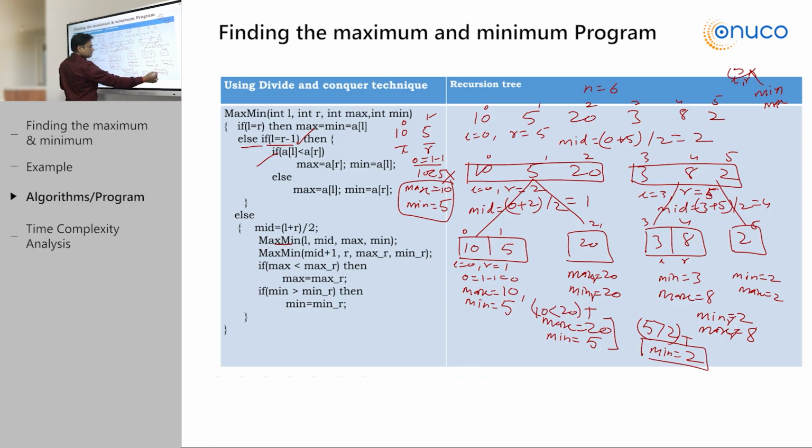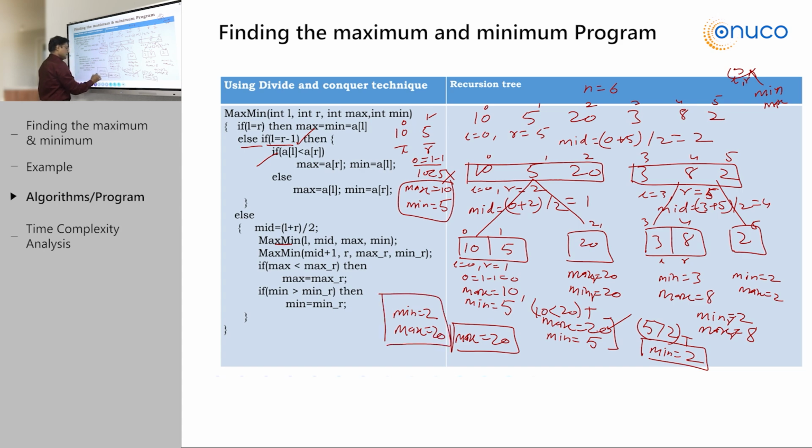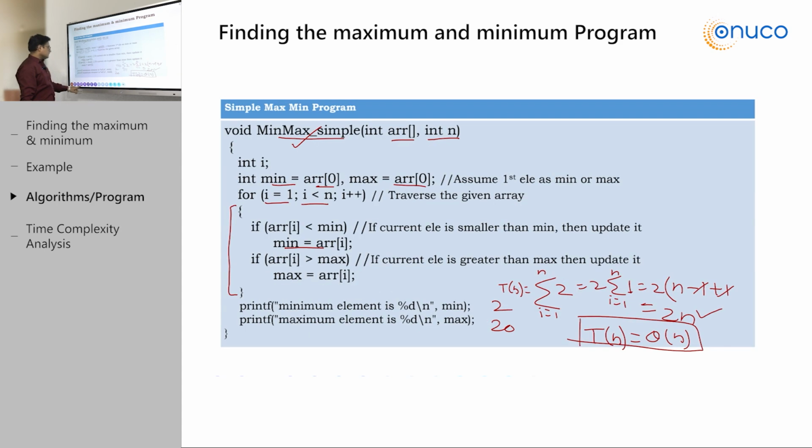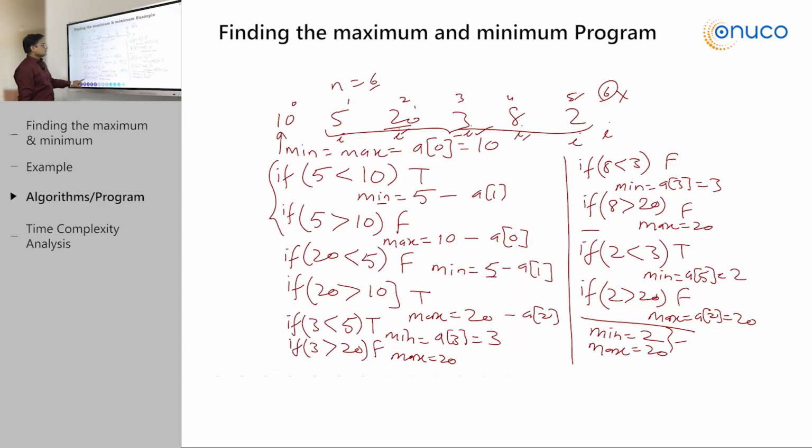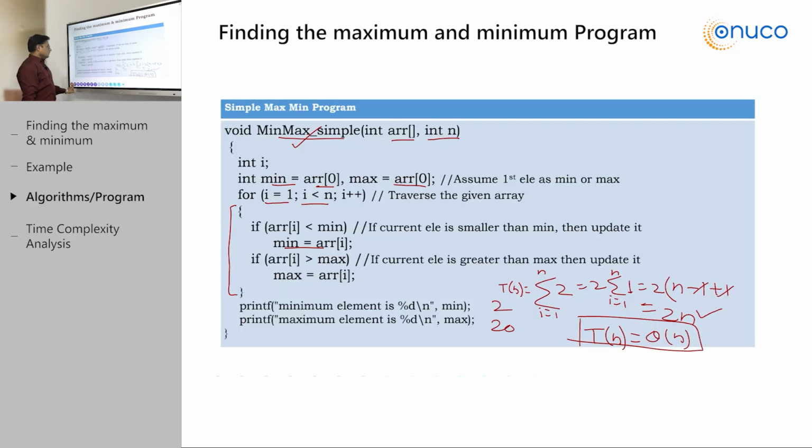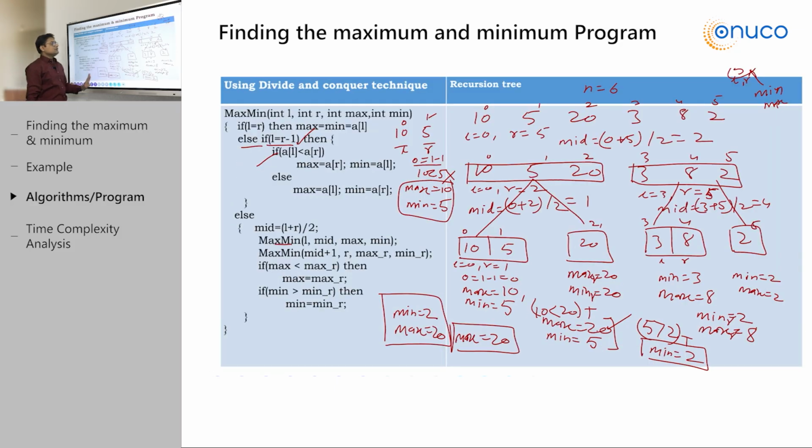Similarly, in the case of max, 20 and 8, 20 is greater, hence we are going to write max is equal to 20. So finally, in this particular example, min is 2 and max is 20, and we got the same answer for the previous concepts also. Min is 2, max is 20. Here the only difference is we have applied the divide and conquer strategy.